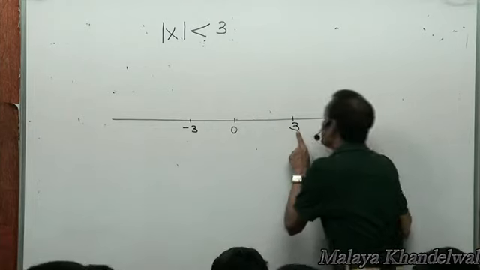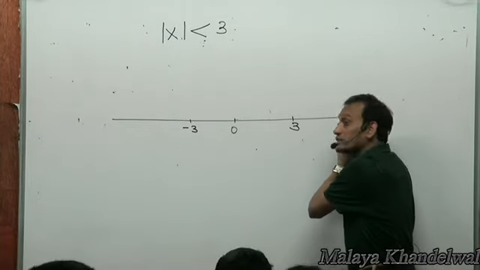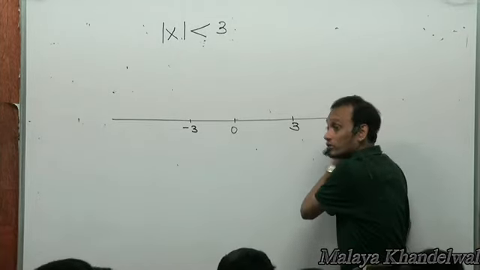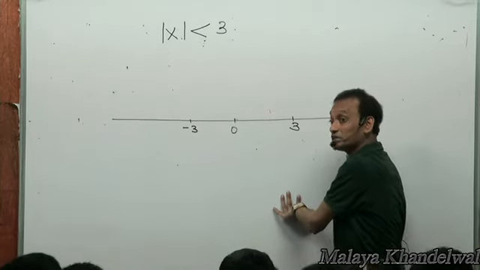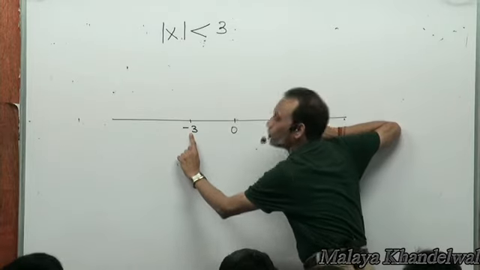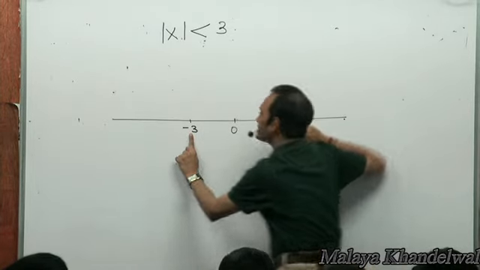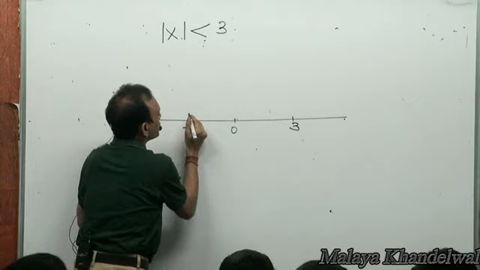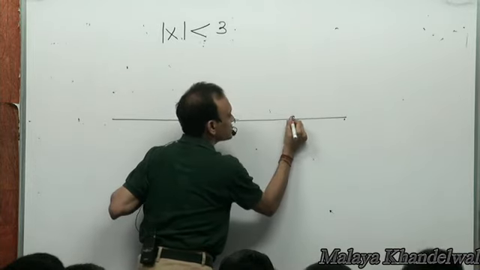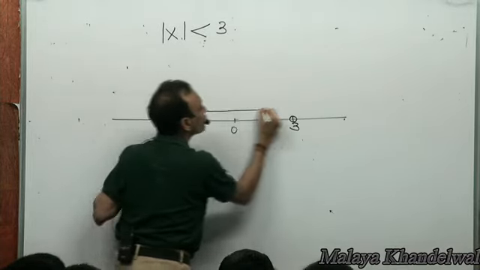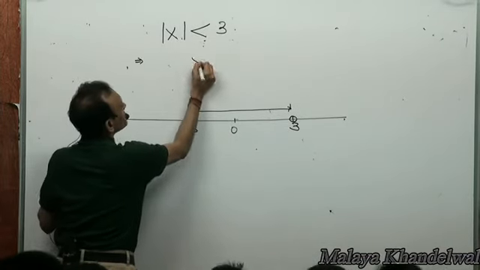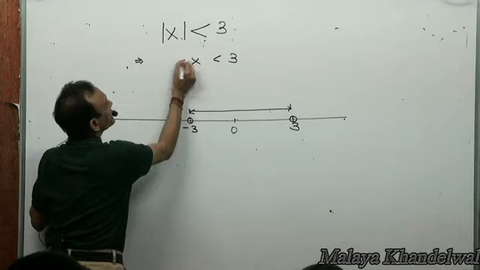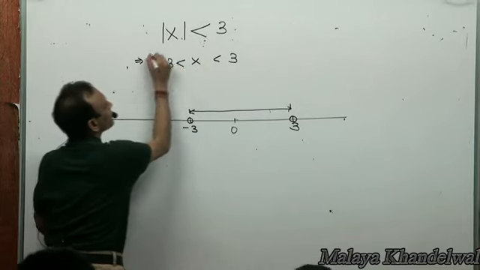That means x cannot be to the right of 3, because then its distance from the origin will be larger than 3. X cannot be to the left of minus 3, then its distance from the origin will be greater than 3. So x has to float between minus 3 and plus 3. Of course, since 3 is not included, to the exclusion of minus 3 and plus 3, x would float in this interval. Yes or no? That would mean x must be less than 3, greater than minus 3.